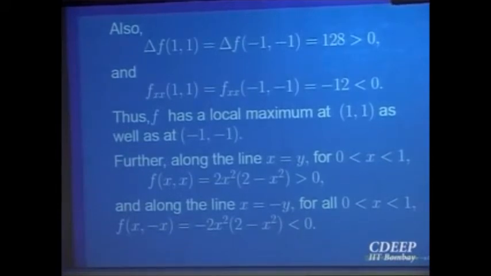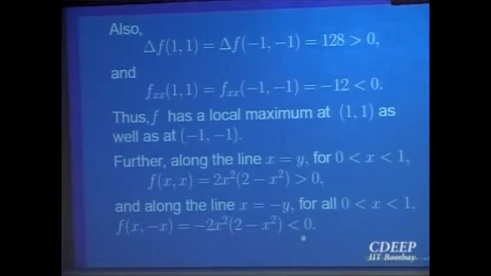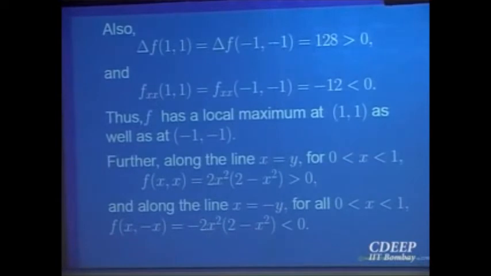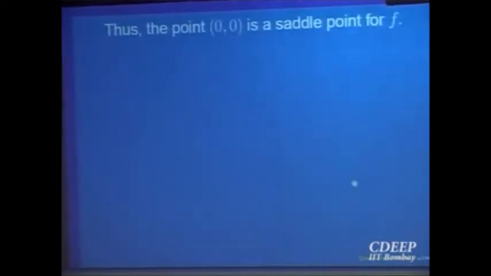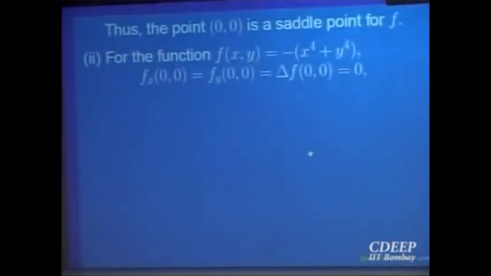The problem can be analyzed very simply by looking at some nice curves passing through 0, 0, where the function will take positive or negative values. So sometimes it is very easy to analyze. So that is a direct application.